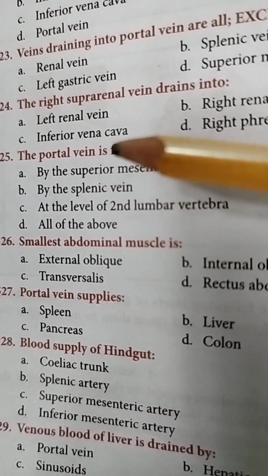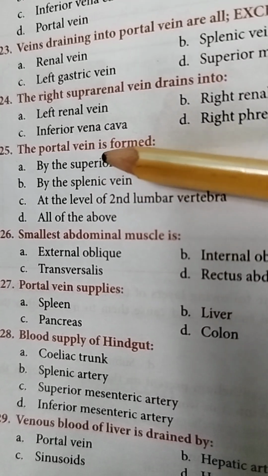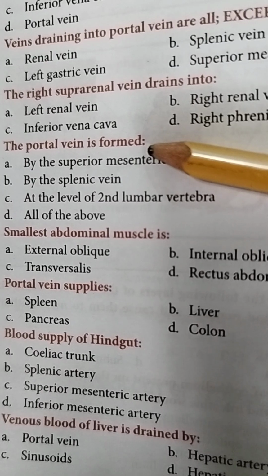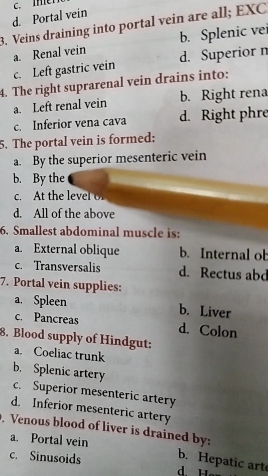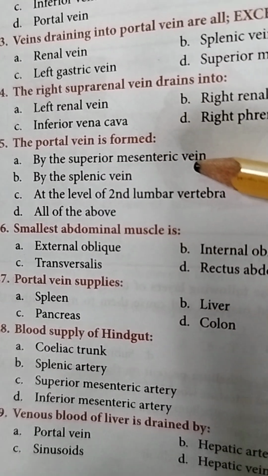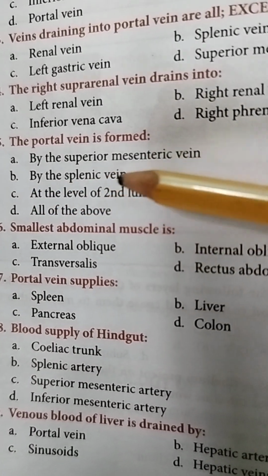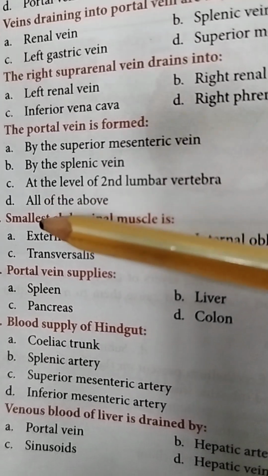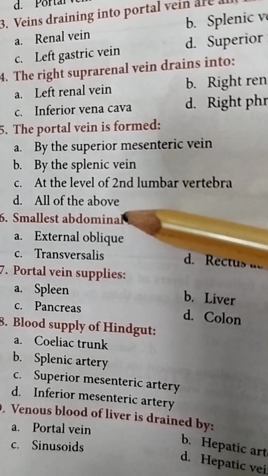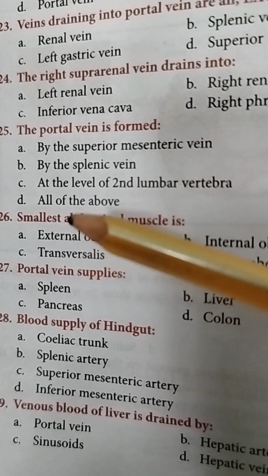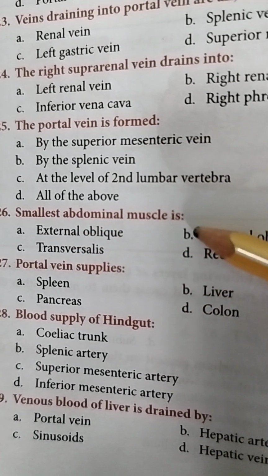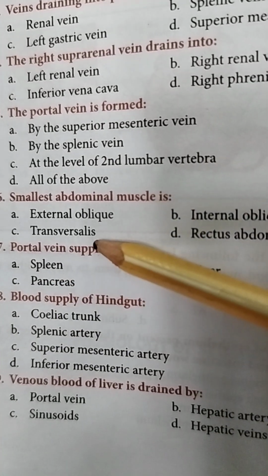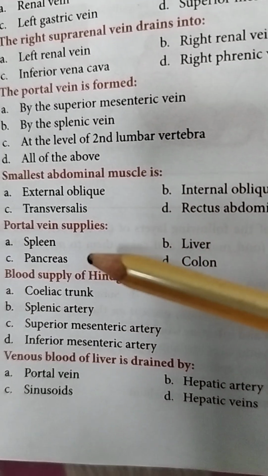The portal vein is formed by the superior mesenteric vein, এটা ঠিক, by the splenic vein, এটাও ঠিক, at the level of second lumbar vertebra, এটাও ঠিক। তাহলে অ্যান্সার হবে all of the above. Smallest abdominal muscle is transversalis.